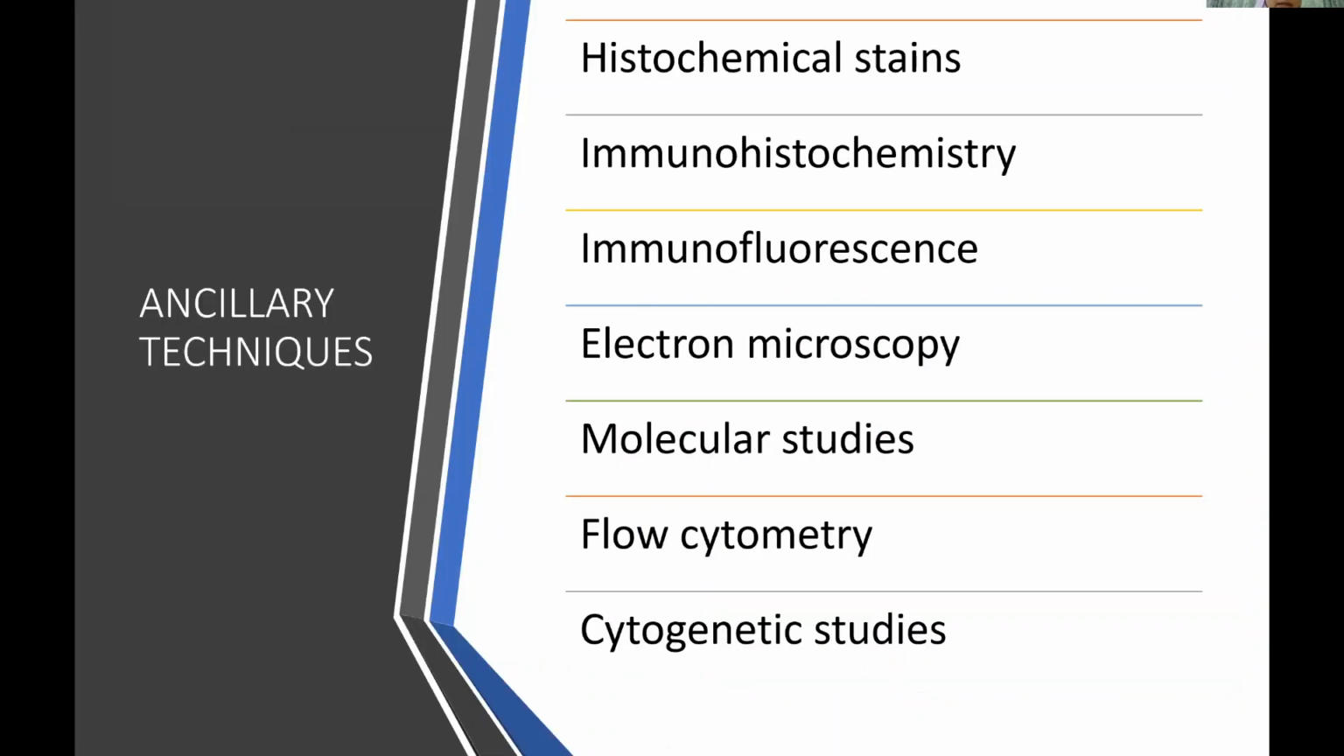This is the ancillary technique. They have a list of ancillary techniques that we use when we have difficulty diagnosing based only on the H&E sections. We have histochemical staining, immunohistochemistry, immunofluorescence, EM, molecular studies, flow cytometry, and cytogenetic study. In our lab, the available techniques are histochemical stains and immunohistochemistry. We don't do IF here.